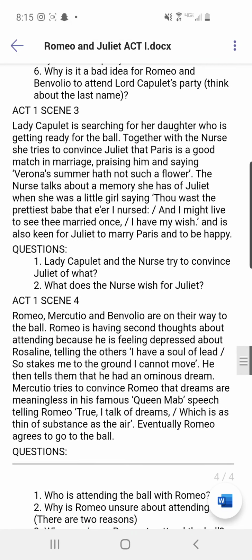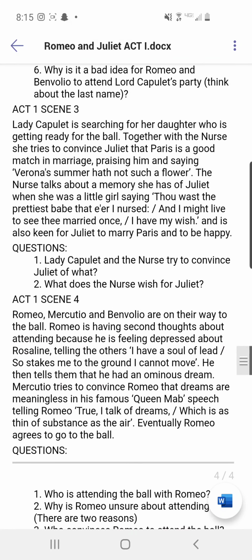Okay, Act 1, Scene 3. Lady Capulet is searching for her daughter. And there's a really strange thing happening here. Lady Capulet is Juliet's mother, but the nurse in this scene seems to know Juliet much better than her own mother, which is super weird. Again, at this time period, so bizarre to me.